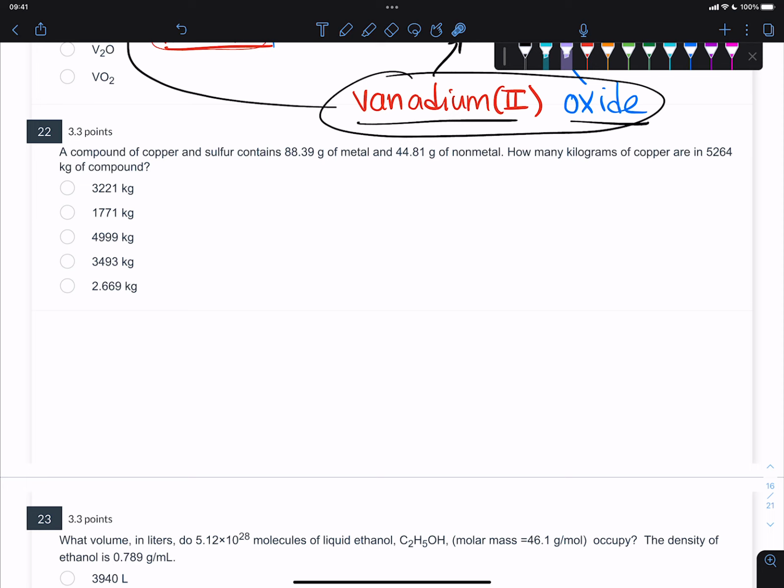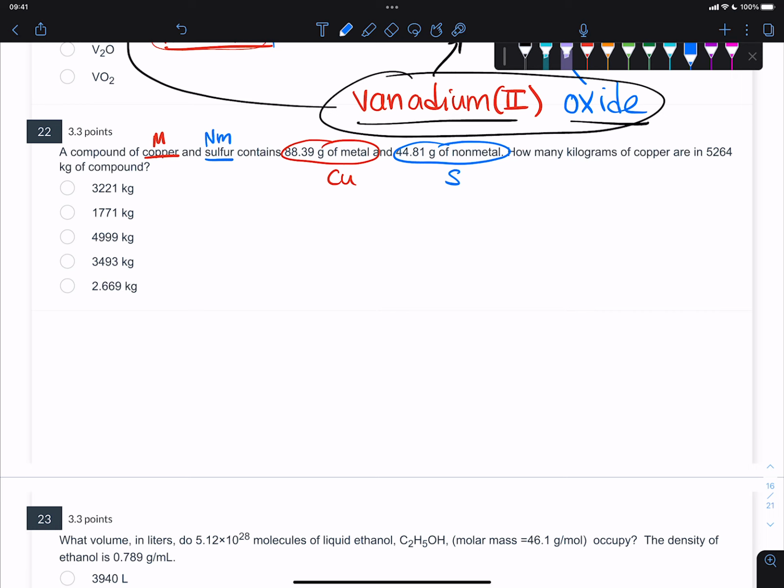But if you don't know which one's a metal and which one's a nonmetal, you might get a little confused here. First of all, copper is going to be the metal. It's going to be the cation in this ionic compound. Sulfur is going to be the nonmetal. So when it refers to copper, it's talking about the metal, that's Cu for copper. And then the nonmetal is going to be sulfur.